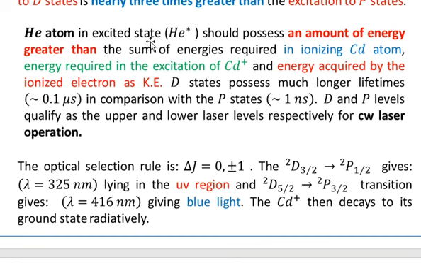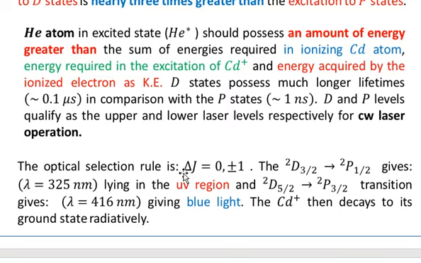So let me read again. The helium atom in the excited state should possess an amount of energy greater than the sum of energies required in ionizing a cadmium atom, the energy required in the excitation of the cadmium ion, and the energy acquired by the ionized electron as kinetic energy. These D states possess a much longer lifetime, of the order of 0.1 microsecond, in comparison with the P states, which have a lifetime of the order of 1 nanosecond. So D and P levels qualify as the upper and the lower laser levels respectively for CW, that is, continuous wave laser operation.